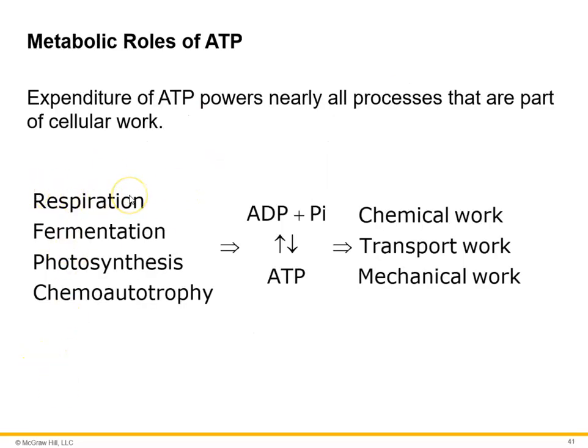Okay, so the ways that the cell makes energy depend on the organism, right? A lot of cells undergo respiration. Some undergo fermentation. Then your photosynthetic organisms are going to undergo photosynthesis, and then you also have chemoautotrophy in some organisms. And all of these processes are going to convert ADP into ATP. And that ATP goes on to do chemical work, transport work, and mechanical work for the organism.